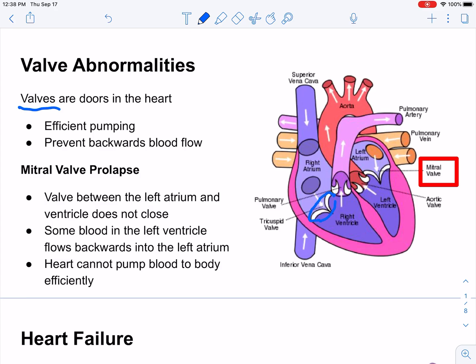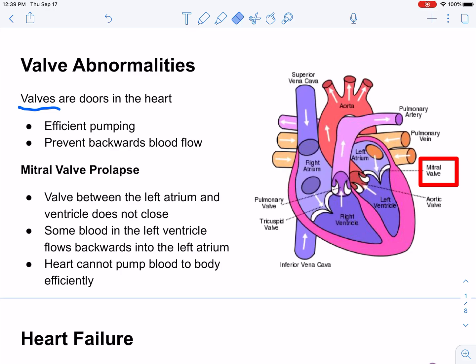You have the atrioventricular valves right here, which are between the atrium and the ventricle. Remember, the atrium is where blood comes into the heart. And so these valves separate where the blood comes in from the ventricles, which is where the blood goes out. Blood passes through these right here to go into the ventricles. And then you also have the semilunar valves, the second set right there.